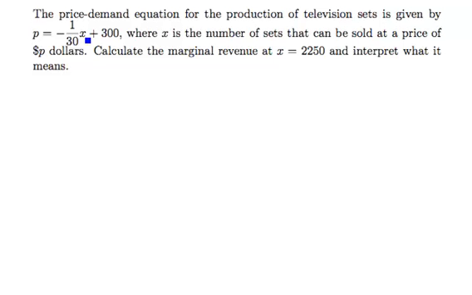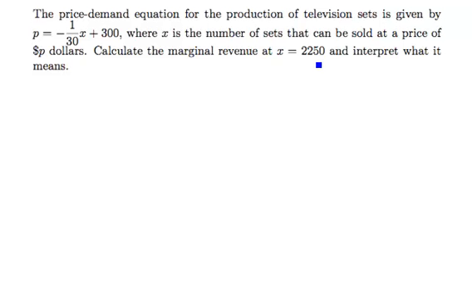So if you wanted to see how many you could sell at a given price, you could solve this equation for X and determine the number of TVs you could sell at that given price. Or if you knew how many TVs you were going to make, you could figure out how you're going to price them. This particular problem asks us to calculate the marginal revenue at a particular production level.